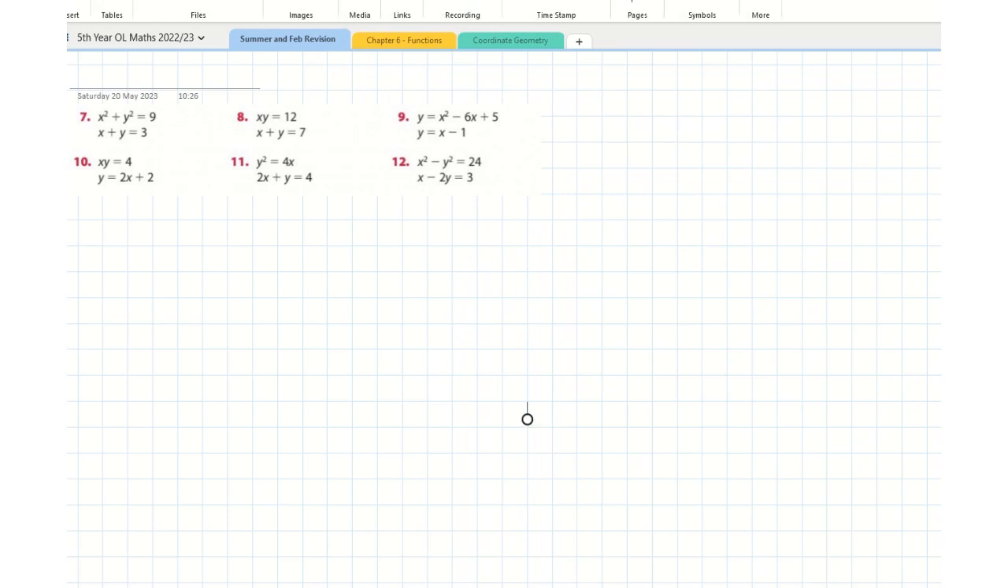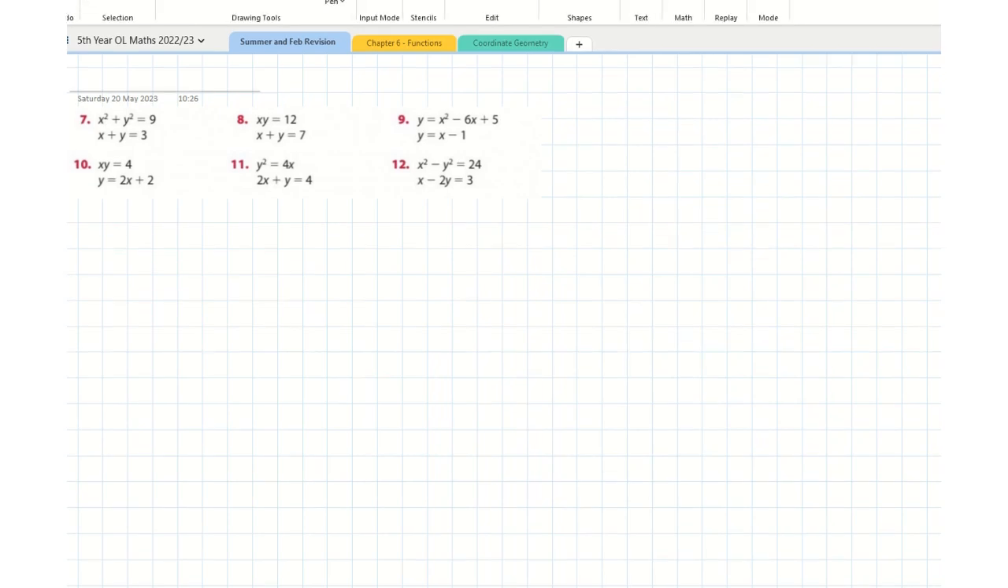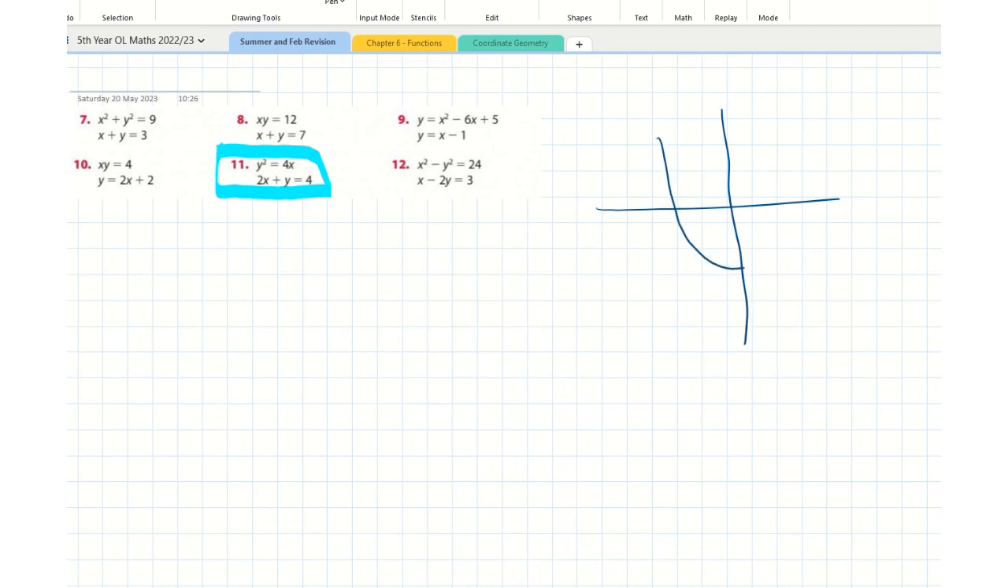So let's take an example. If we have, let's just take question 11 here. With these equations, we basically have a quadratic, which is something like this, and then a linear that intercepts it. So we are looking for these points.